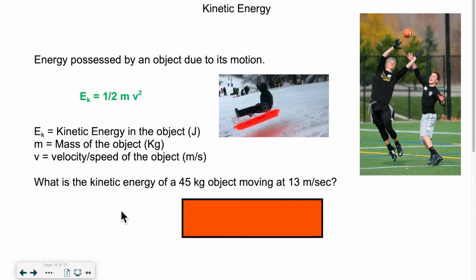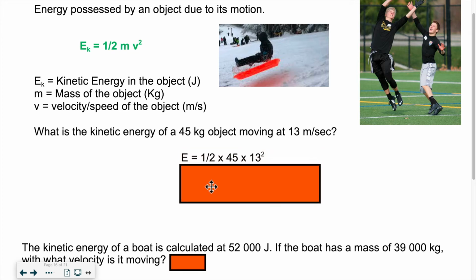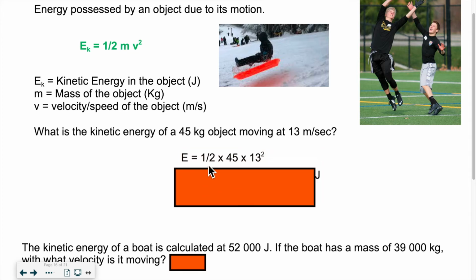So first example, what is the kinetic energy of a 45 kilogram object moving at 13 meters per second? So the first example is pretty straightforward. So we're just going to replace in this equation. So we have a 45 kilogram mass and a 13 meter per second speed. Let's not forget to square it. So what do we get? We get the following, right? So 1/2 times 45 times 13 squared.